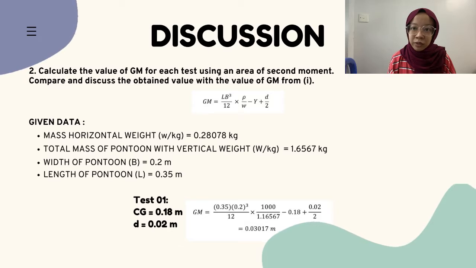And the given data for the experiment is mass of horizontal weight, which is 0.28078, the mass of pontoon with vertical weight 1.6567 kg, width of pontoon 0.2 meter, and length of pontoon, which is 0.35 meter. So for the test 1, the CG is 0.18 meter and D is 0.02 meter. After calculating using the formula, the value of GM is 0.03017 meter.